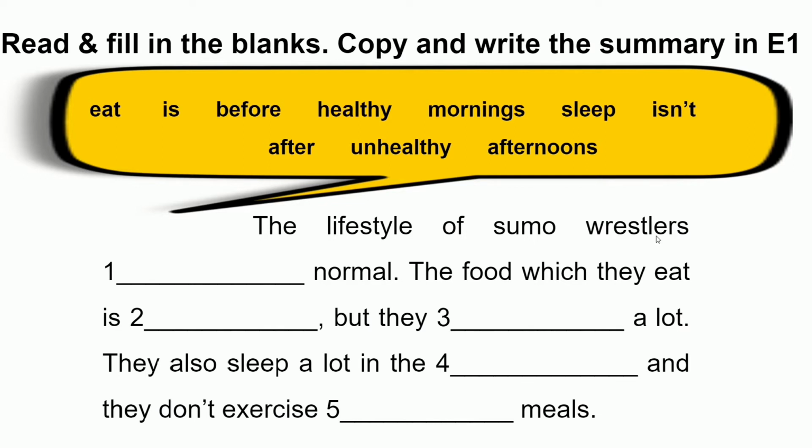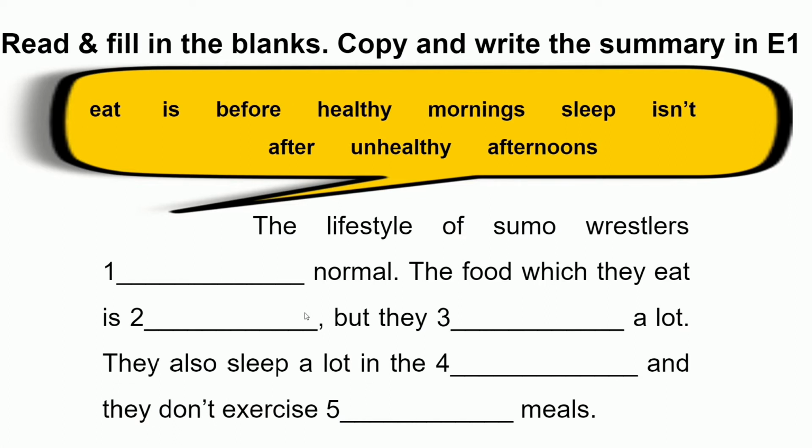So let us go through very quickly. Okay, now we look at the summary. The lifestyle of sumo wrestlers. Okay, what is the answer? Normal. Okay, the blank is normal. So you try to get the answers from the text and then you fill it in. The food which they eat is, what do they eat?